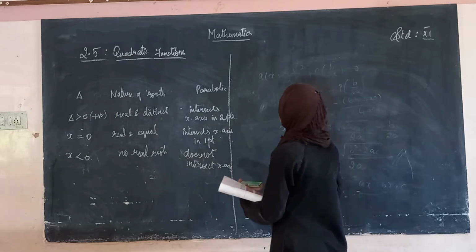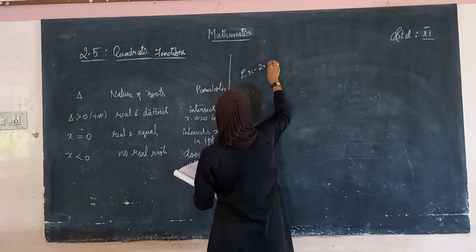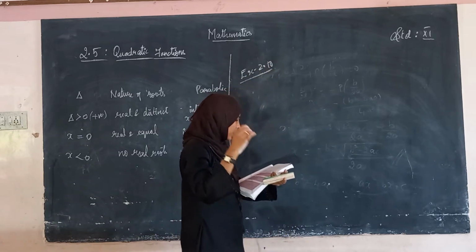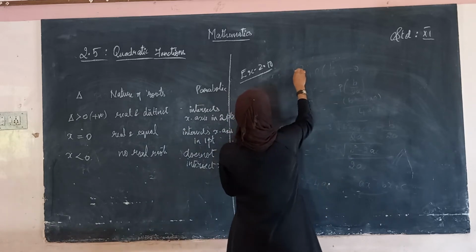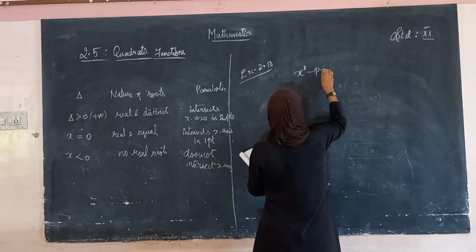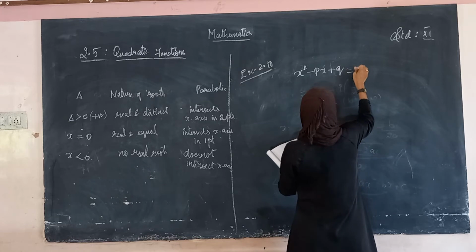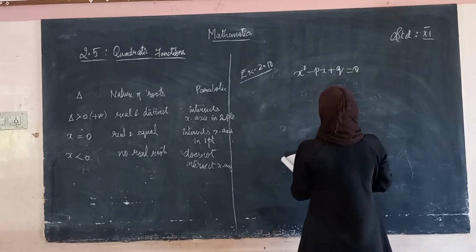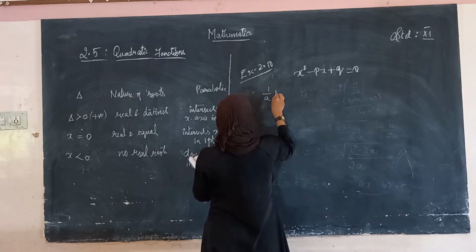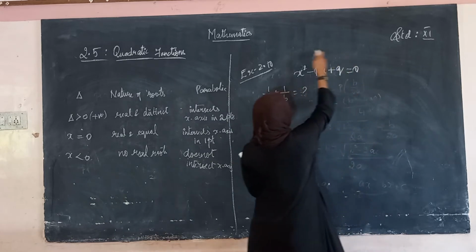So now let us enter into the example. The first example is example 2.10. If a and b are the roots of the given equation x square minus px plus q equal to 0, you have to find the value of 1 by a plus 1 by b, where a and b are the roots of the given equation.